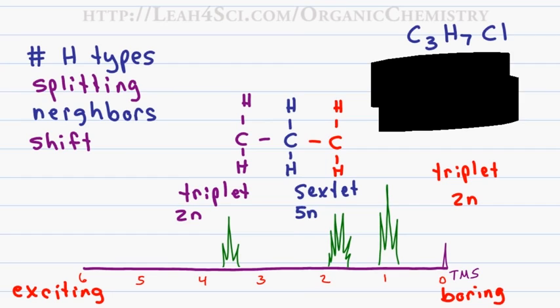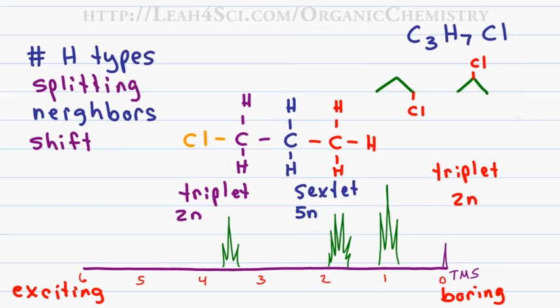The middle group is a sextet, that's the CH2 in the center being split by three hydrogens from the right and two hydrogens on the left for a total of 5. And the one on the left is being split by two hydrogens from the center and also shifted closest to the exciting region because of the chlorine attached. Now let's look back at the predicted isomers, and we can see that the structure we came up with matches the 1-chloropropane and not the 2-chloropropane.